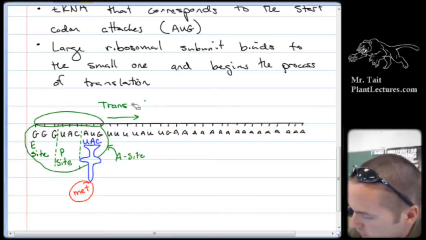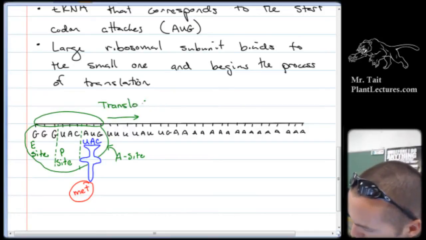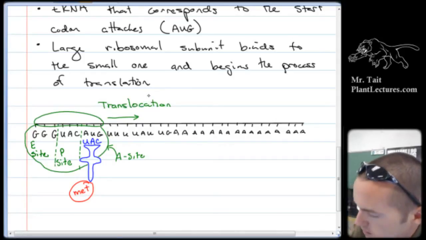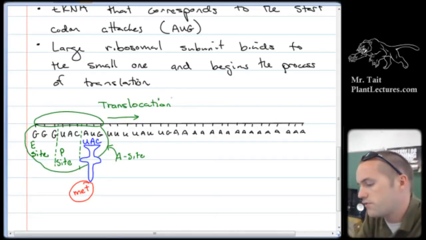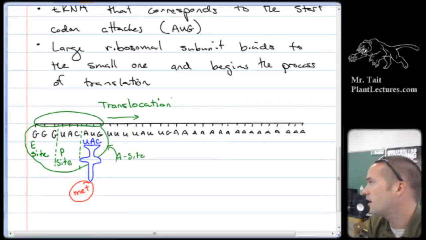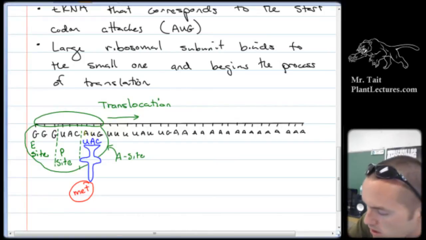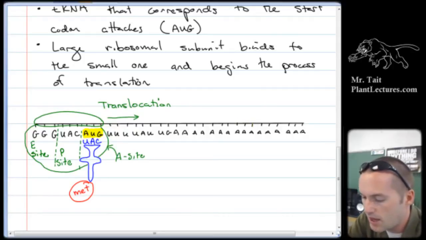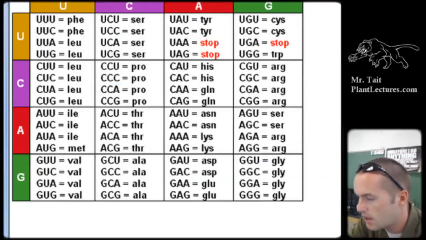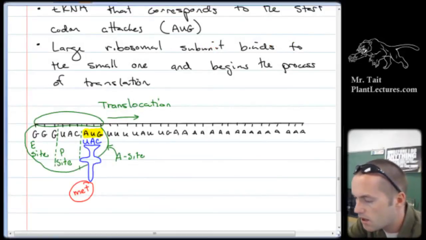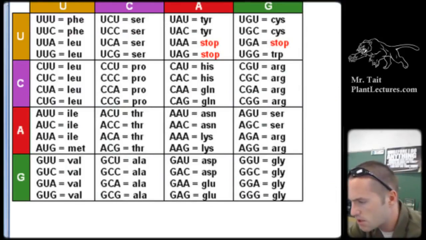Nope, not translation, translocation. So it's translocating down this mRNA here, and it's going to do that until it gets to a stop codon. So here is our start codon, AUG, right? And then it's going to go all the way down until it gets to a stop codon, and I used the stop codon UGA, at least I thought that was a stop codon.